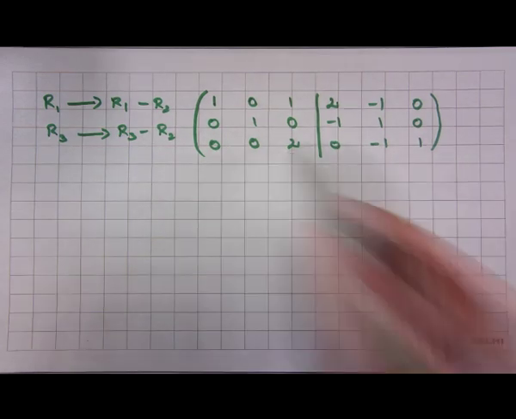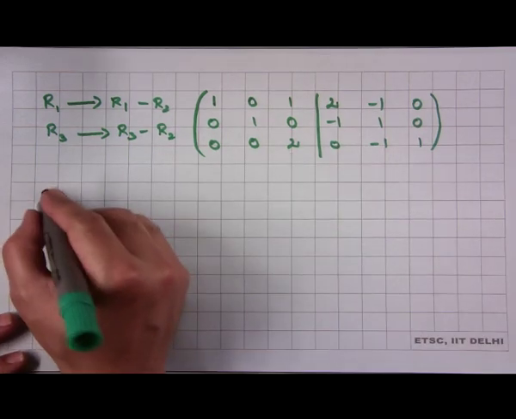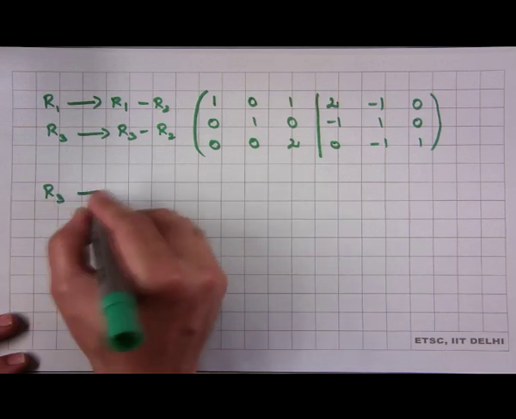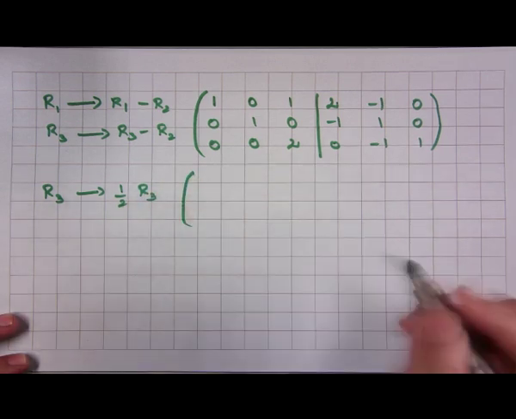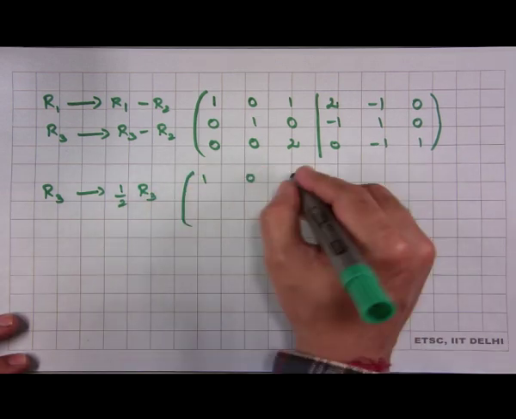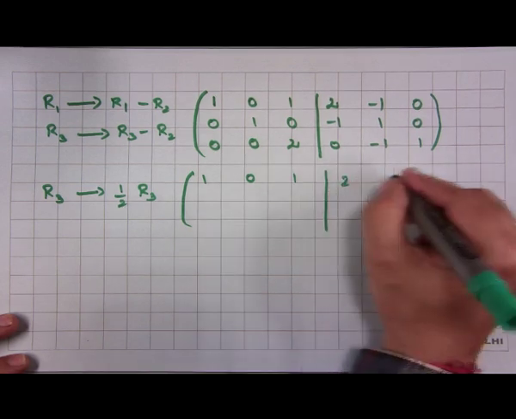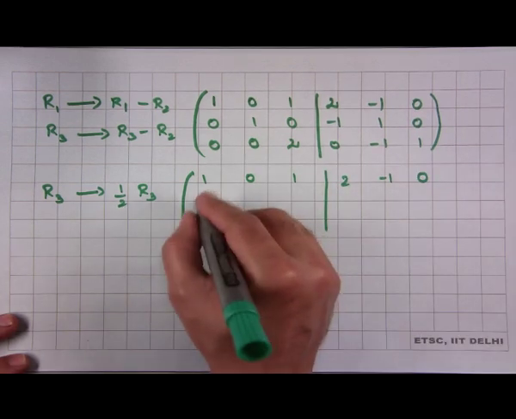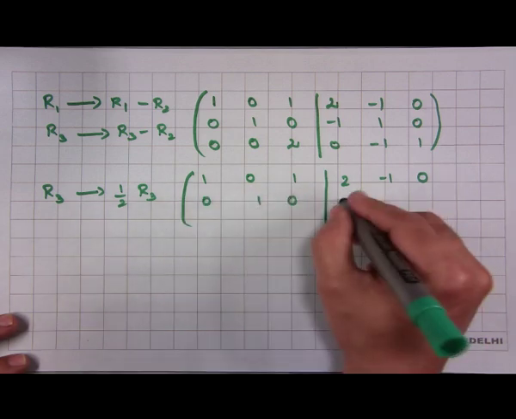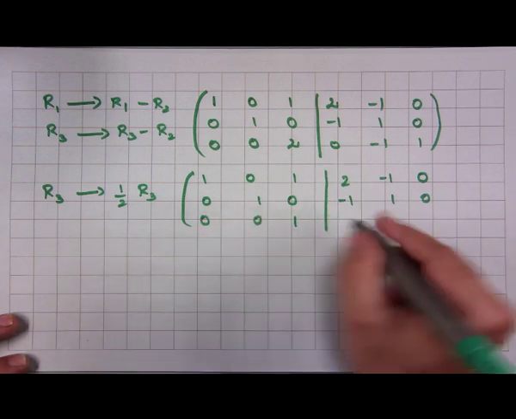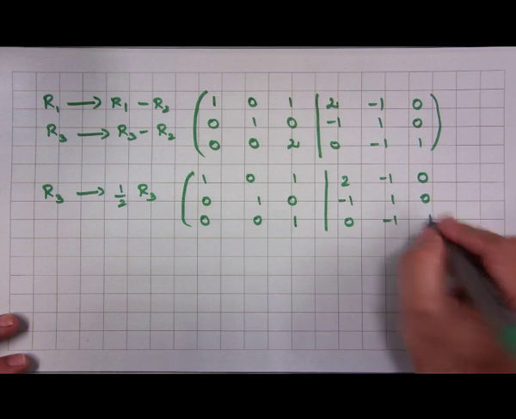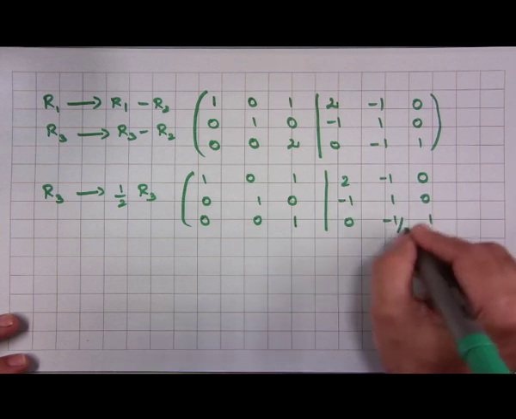Finally, you have 2. Let us convert this 2 into 1: R3 is replaced by half of R3. 1 0 1, 2 minus 1 0, 0 1 0, minus 1 1 0, 0 0 1, 0 minus half and half.